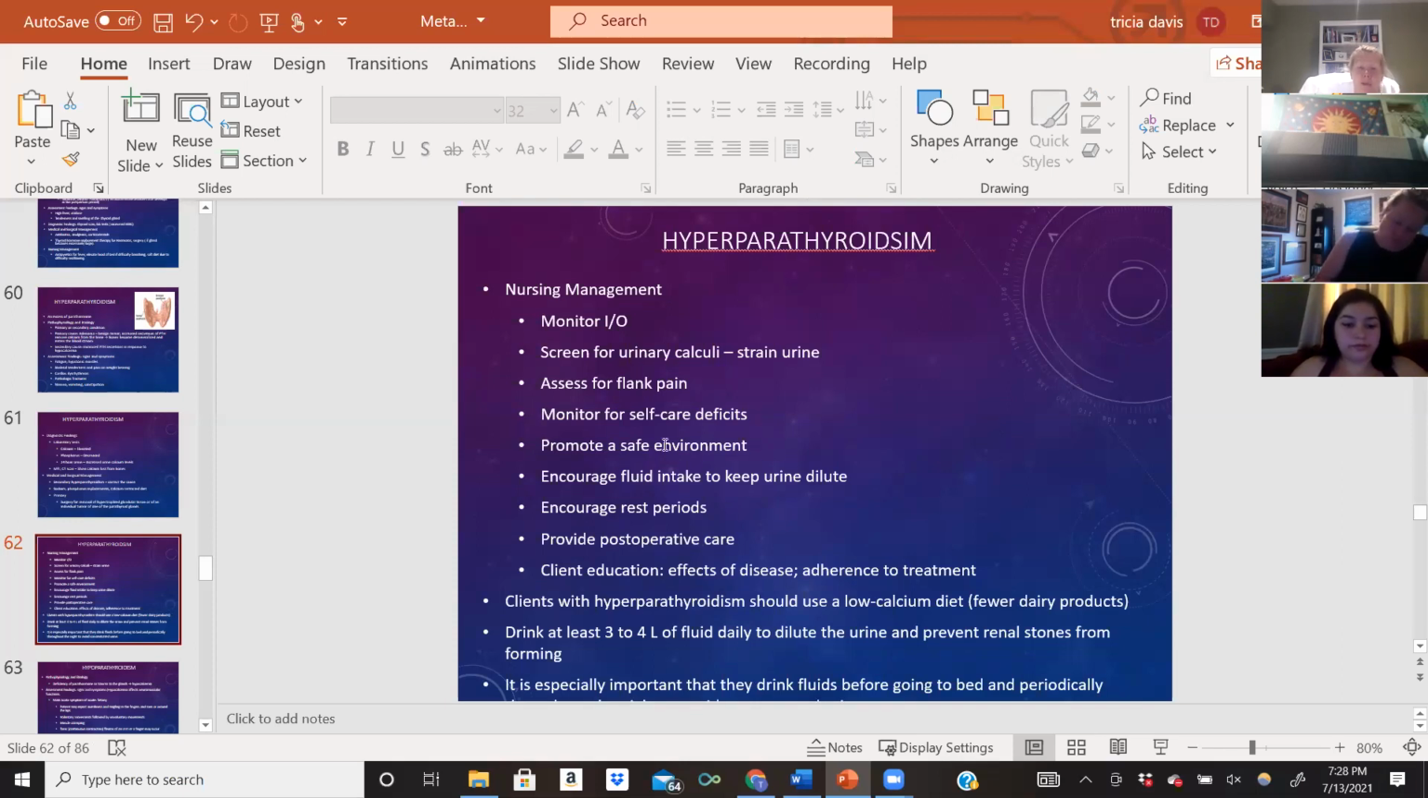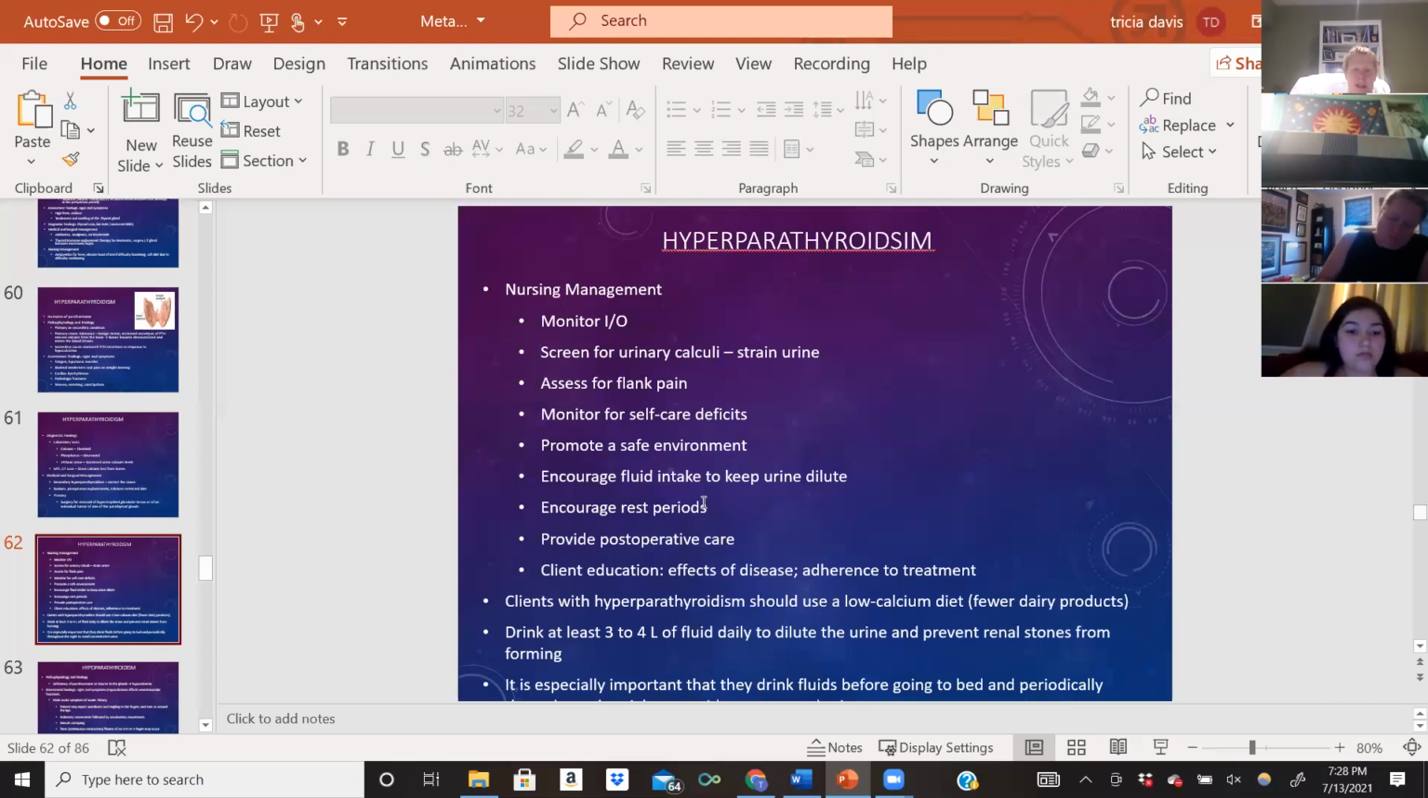We obviously want to promote a safe environment. If they are having trouble taking care of themselves, they are at risk for falling. We want to encourage fluid intake because we want to keep that urine dilute because we don't want those urinary calculi. We want to encourage rest periods for these patients. We don't want them running to tests and then working with PT and working with OT, doing things like that in the hospital. We want to give them ample time, we want to cluster their care and give them adequate rest periods.